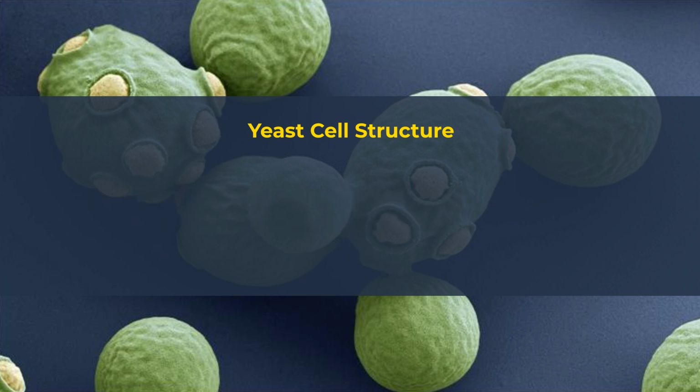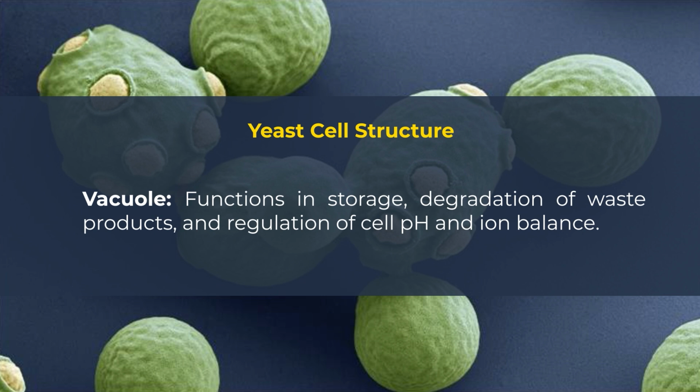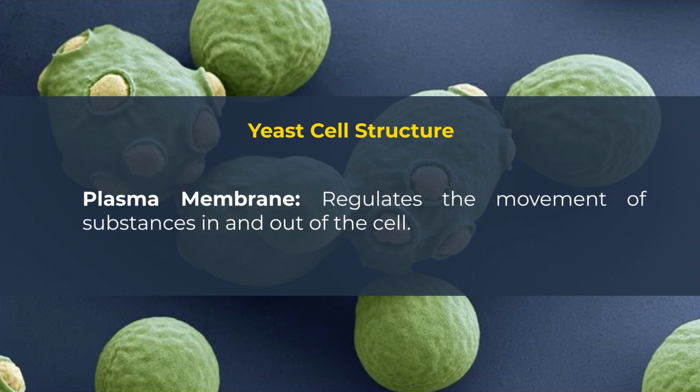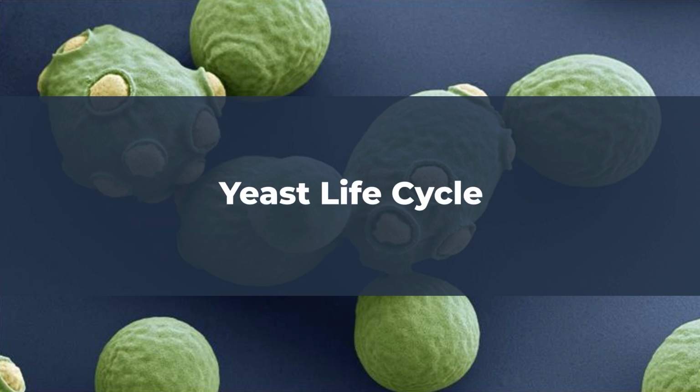yeast cell. The vacuole in the yeast cell functions in storage, degradation of waste products, and regulation of the cell pH and ionic balance. The plasma membrane in the yeast cell regulates the movement of substances in and out of the yeast cell. Now let's talk about the yeast life cycle.